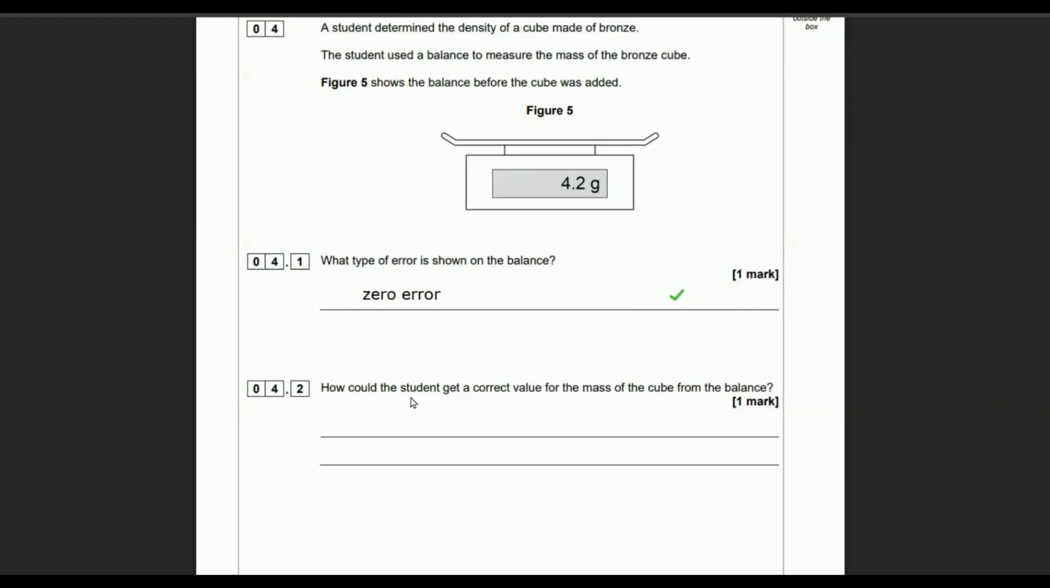How could the student get a correct value for the mass of the cube from the balance? Well, really, they should zero the balance, make sure the balance reads 0. Or they could add the bronze cube and subtract 4.2 grams. So once the bronze cube's on there, just remember to subtract 4.2 grams.